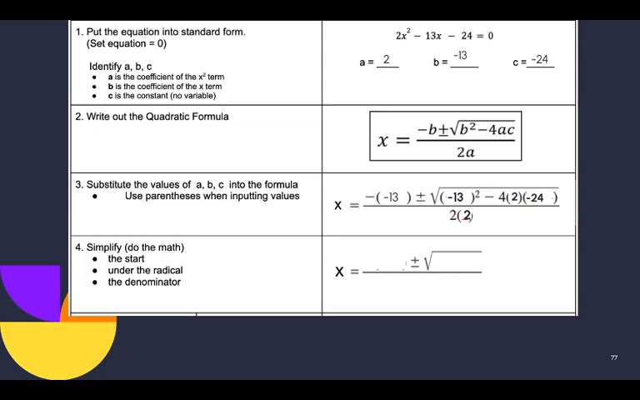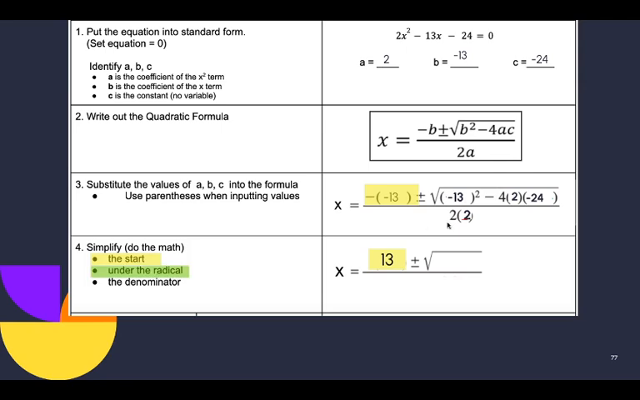Okay. So now we substituted, and we are going to simplify, actually do some of this math to get this complicated looking formula down to something a lot more simple. The first part we're going to simplify is something that I call the start. The start is the value right here in the front of our plus or minus. And I have negative 13. That negative becomes just a positive 13. So already it's becoming more simple.